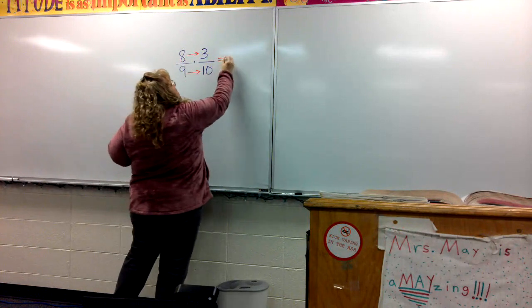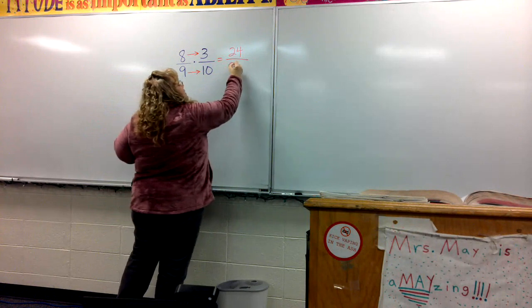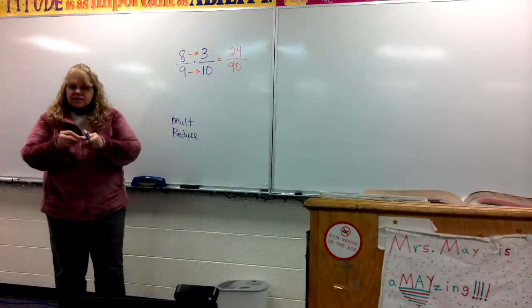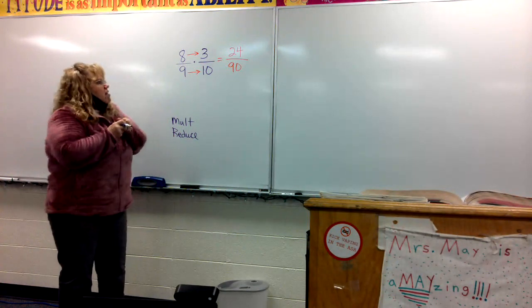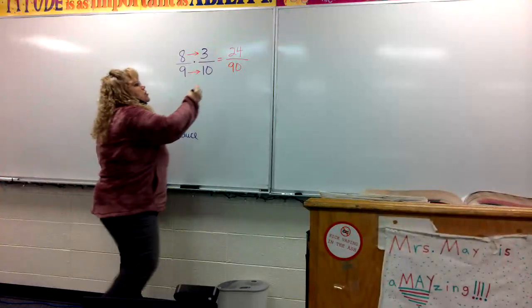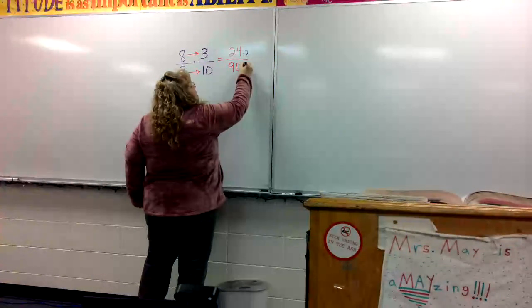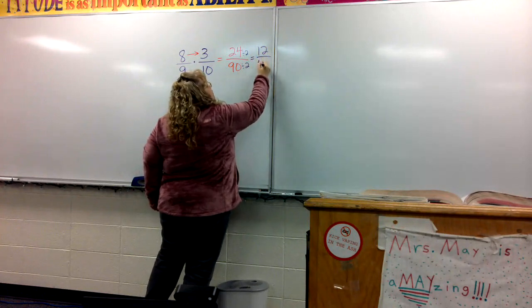8 times 3 is 24. 9 times 10 is 90. And then you'd have to simplify that. How would you simplify that? Well, I don't know what goes into both of those, but I know that they're evens. So I could divide both by a factor of 2. What would that be? 12 over 45?